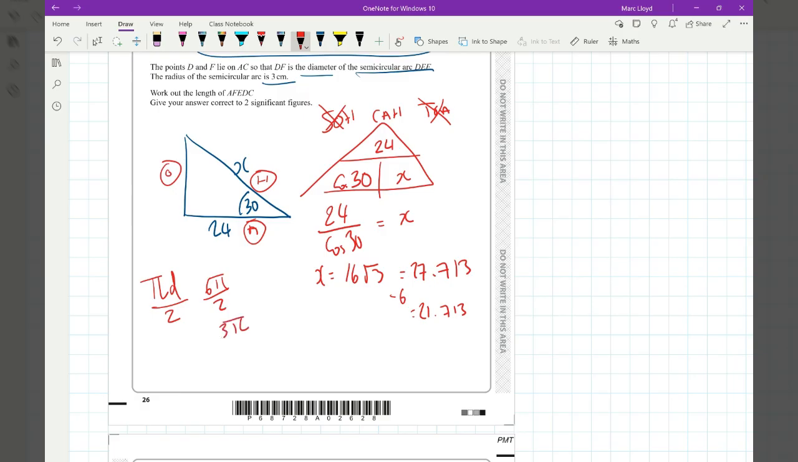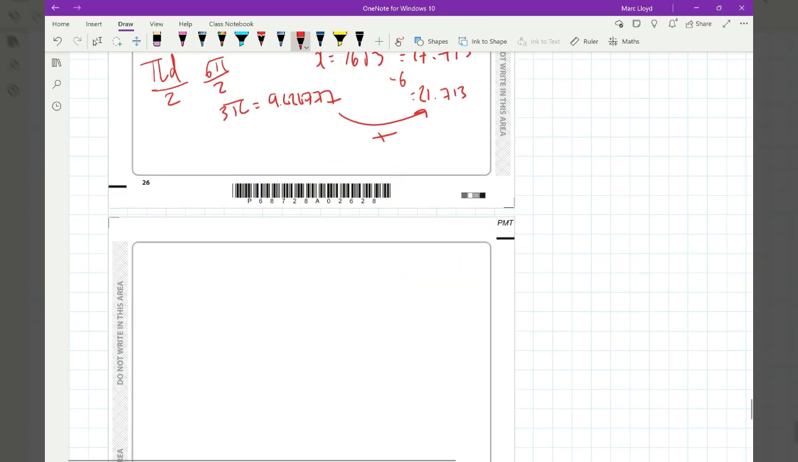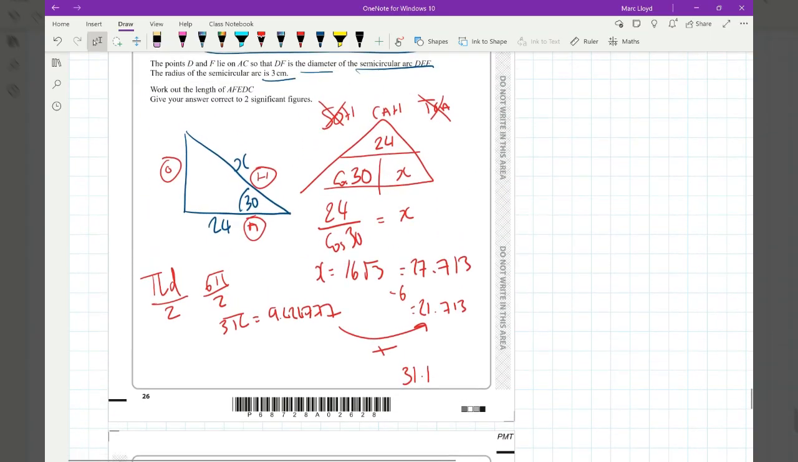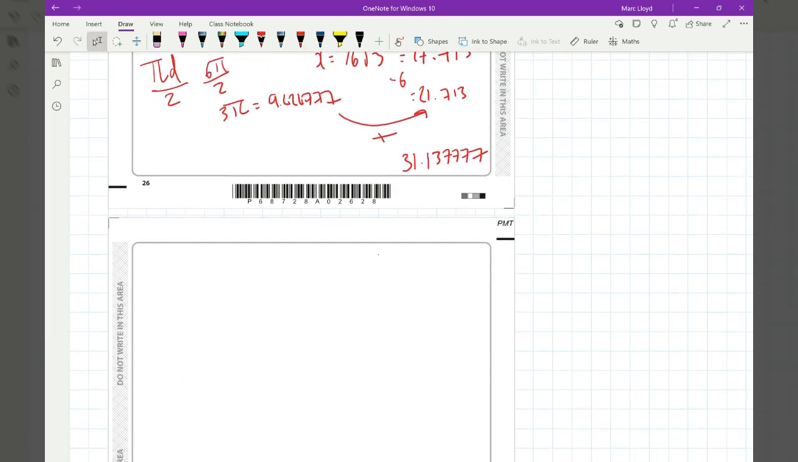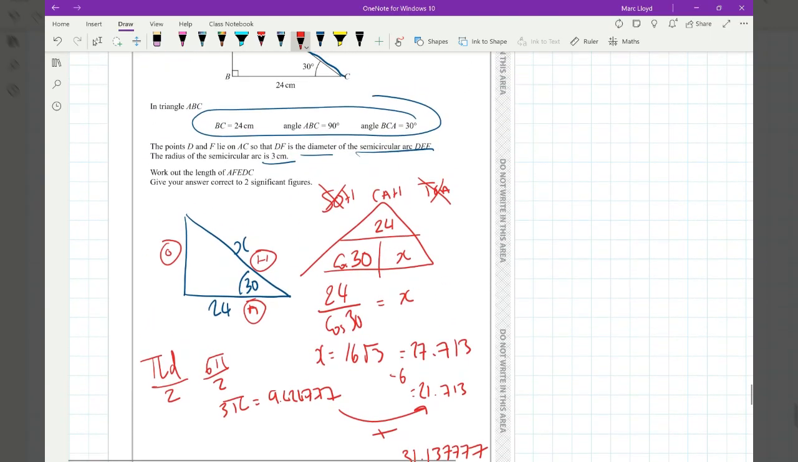3 times by pi. Oh, funny, calculator then says 3 pi. Equals 9.424777. And then I add that to that value, plus 21.713. And that gives me 31.1. What do we want it to? 2 significant figures, which is going to be 31. Super.